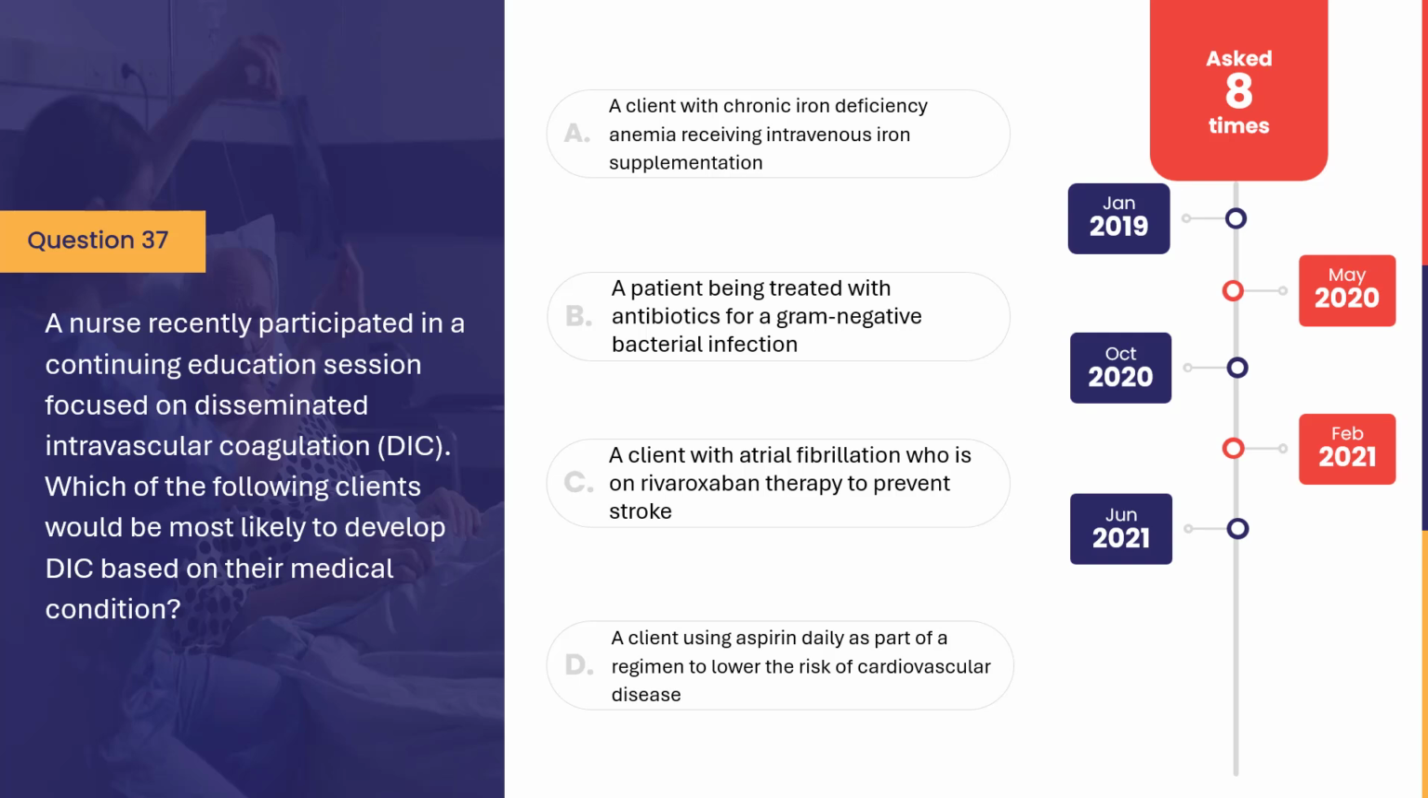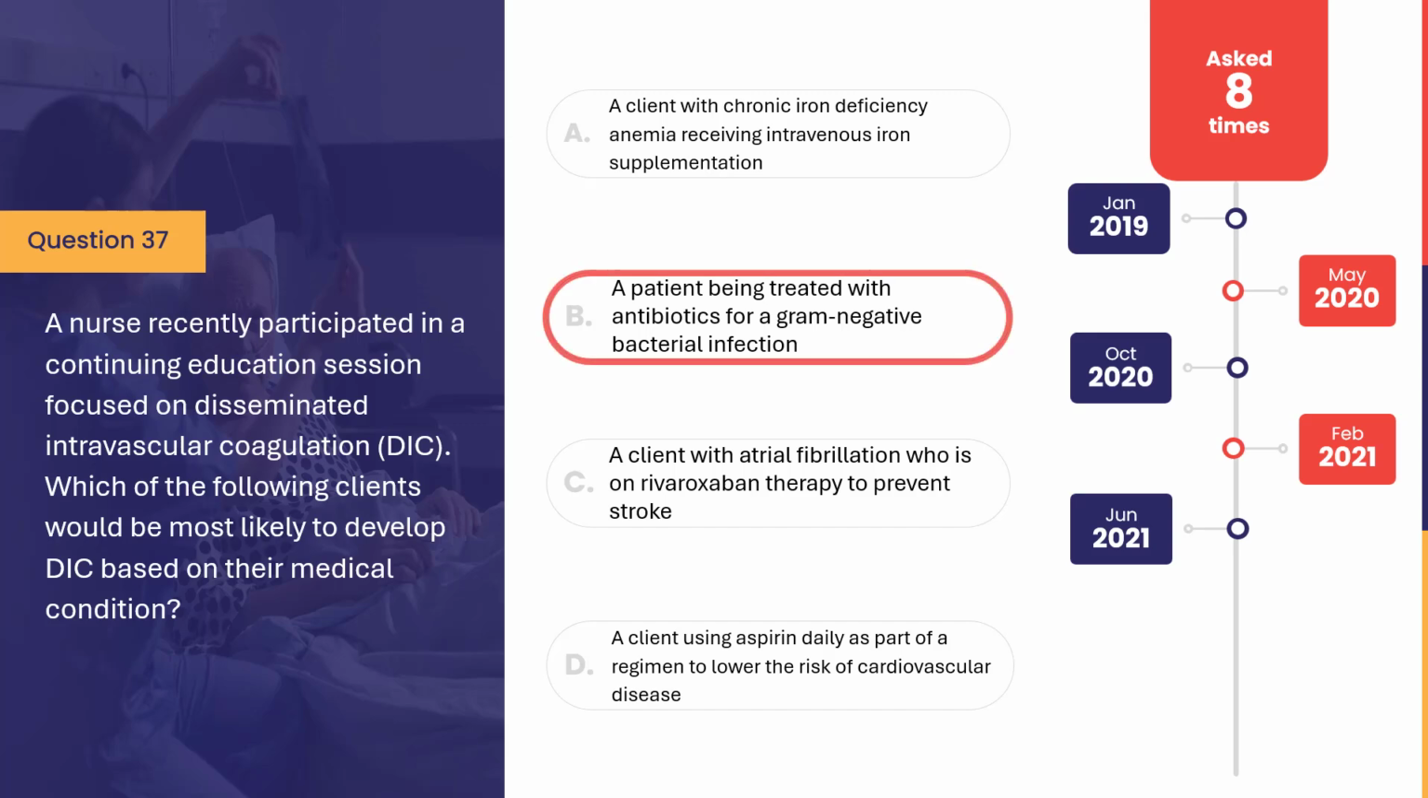A. A client with chronic iron deficiency anemia receiving intravenous iron supplementation. B. A patient being treated with antibiotics for a gram-negative bacterial infection. C. A client with atrial fibrillation who is on rivaroxaban therapy to prevent stroke. D. A client using aspirin daily as part of a regimen to lower the risk of cardiovascular disease. The correct answer is B. A patient being treated with antibiotics for a gram-negative bacterial infection.